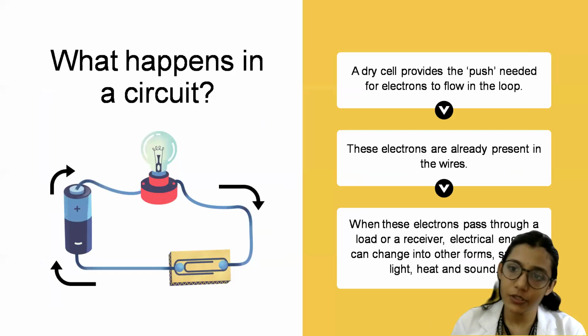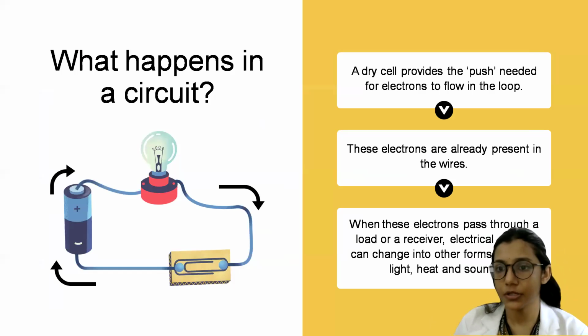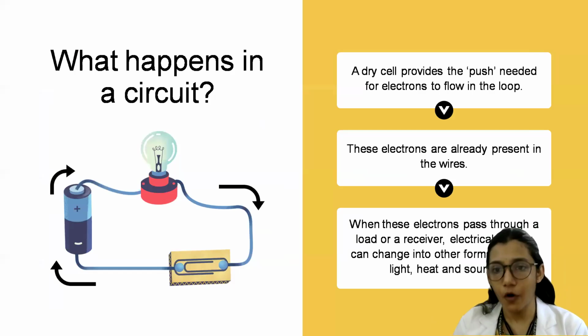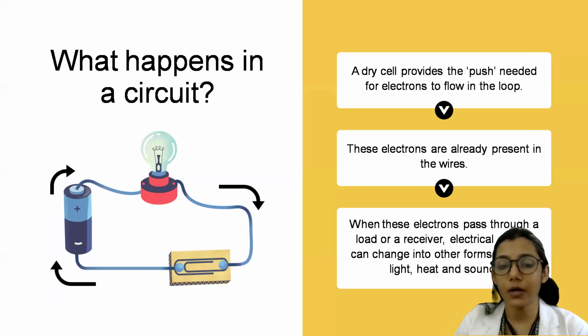When these electrons pass through a load or a receiver, they change into light energy, heat energy, or sound energy. We will say that electric current is converted into light energy when the bulb lights up. Then into heat energy when we talk about solar systems. Then into sound energy when we talk about the speakers which we have in televisions and so on.